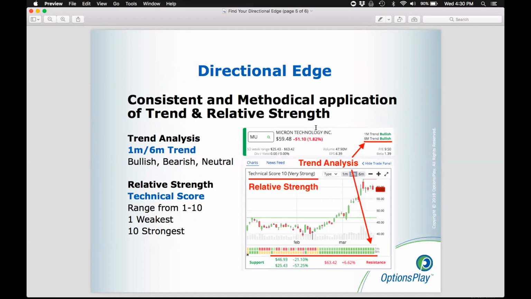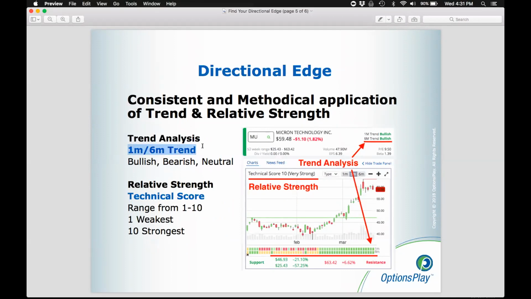So to gain a directional edge, what you need to do is apply a consistent and methodical application of trend and relative strength. Like I said, there's lots of different ways to analyze trend, and you may have your own ways to analyze trend. We have our own indicators. We use our 1 month and 6 month trend indicator.